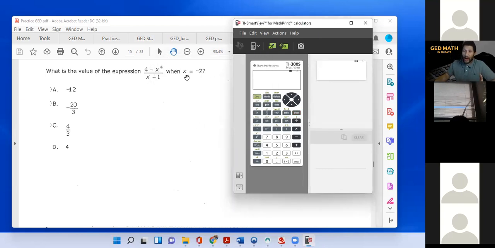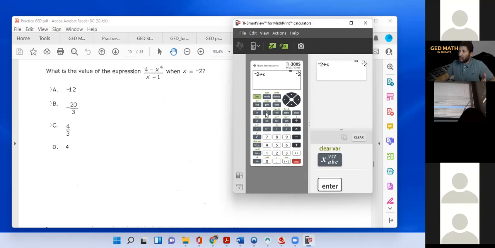First of all, I want to store X as -2. So I'm going to use the negative sign there, enter, -2, store X. This is the first part. You must store the variable first. So -2 is X. How do you know it's stored? You look to the right, you'll see -2, and then you write the expression the way you see it.